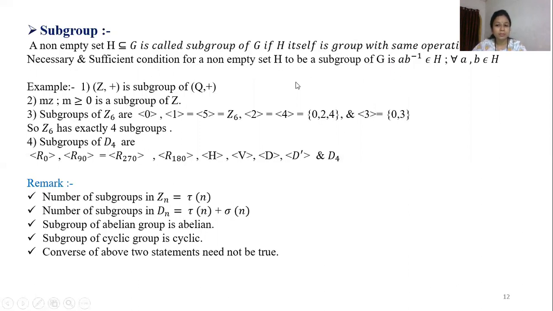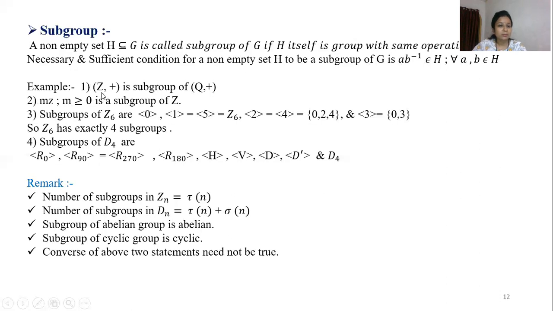With this definition of subgroup, we will go through some examples. The first example is that Z plus is a subgroup of Q plus. Q plus is the set of rational numbers, Z plus the set of integers. We have previously seen that Z plus and Q plus are both groups. Z plus is a subgroup of Q plus because Z is a non-empty subset of Q, and both operations are the same. And Z plus satisfies the property ab inverse belongs to H. b inverse is nothing but the additive inverse of b, that is minus b, so a minus b belongs to H.